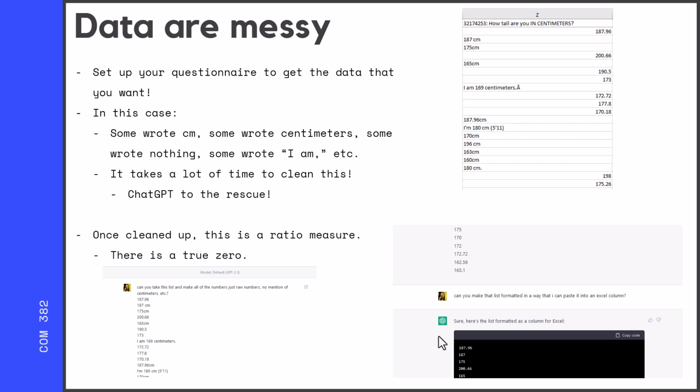And so you can see on this graphic that some people wrote cm, some people didn't write anything, some people wrote I am such and such centimeters, some people also wrote their height in feet and inches. And so this takes a lot of time to clean up. Thankfully, I was able to use ChatGPT and it cleaned up the data for me. So that was nice. But this is something that you need to think about, that you want to make it so easy for people to enter the data that you want to work with.